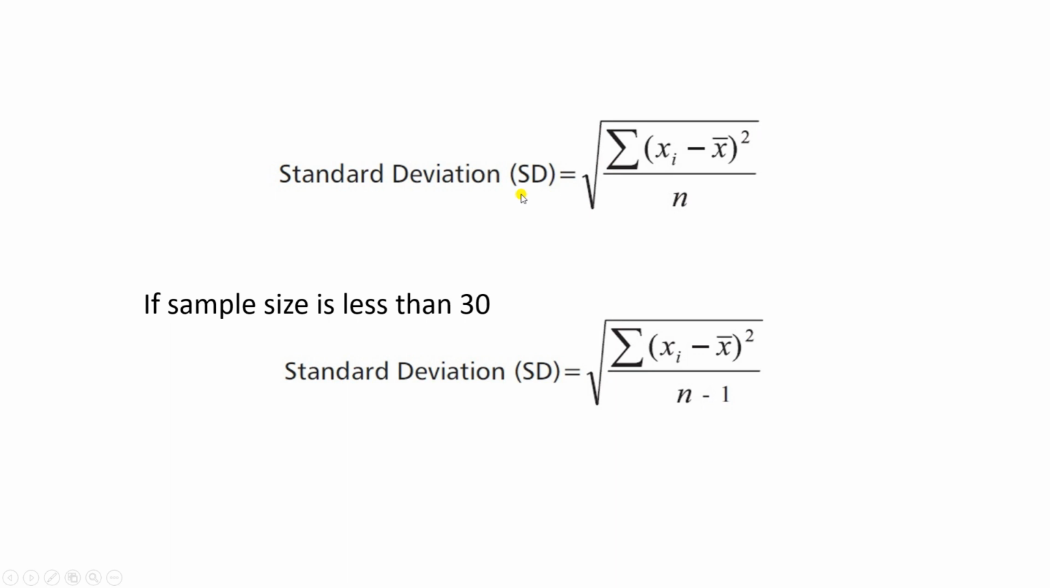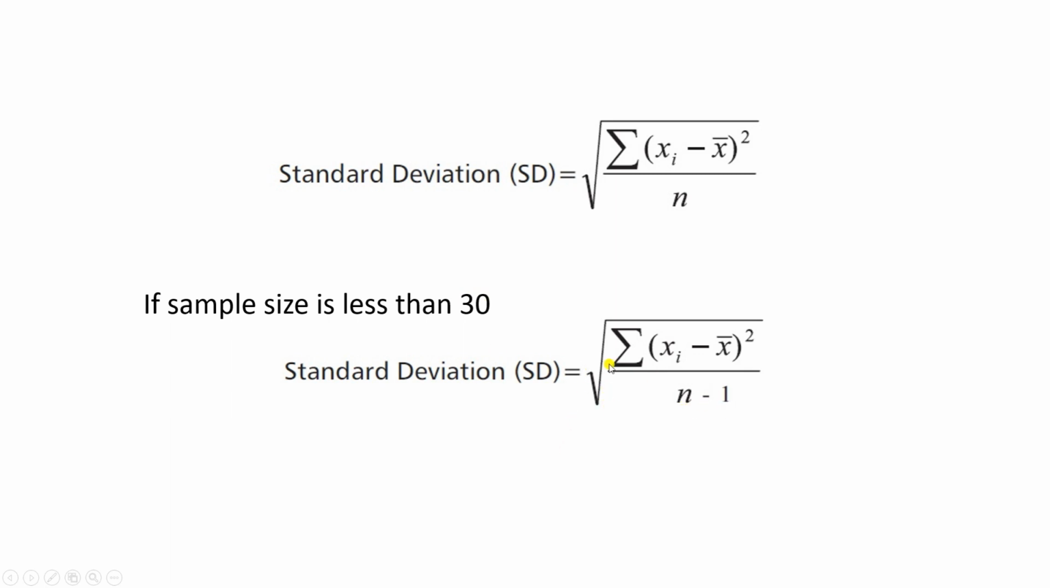Just remember, in the denominator we have either n or n minus 1. If the sample size, or the number of observations, that is n, is less than 30, then we use n minus 1. If it is 30 or more, we can use n. So if it is 40, we can use 40 here. If it is say 25, we will use 25 minus 1.